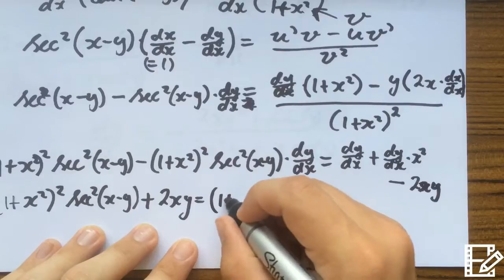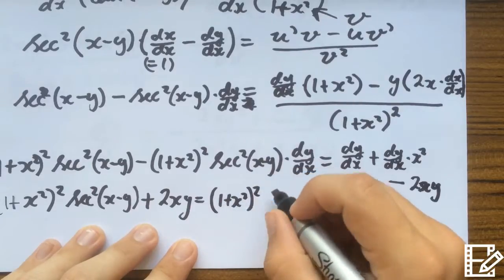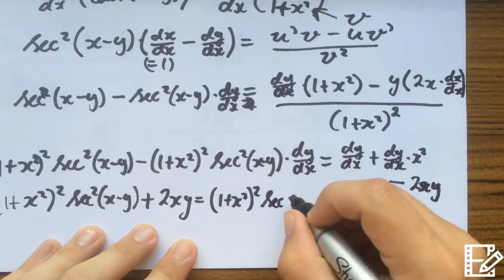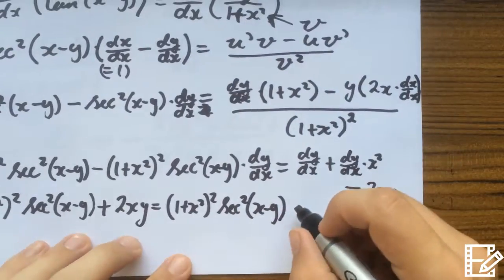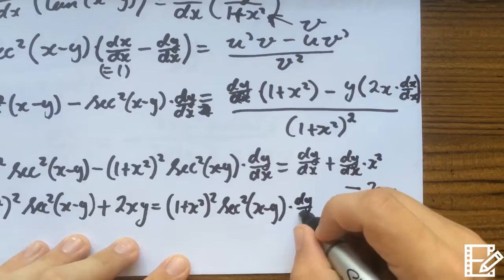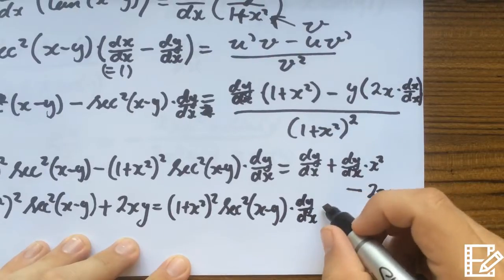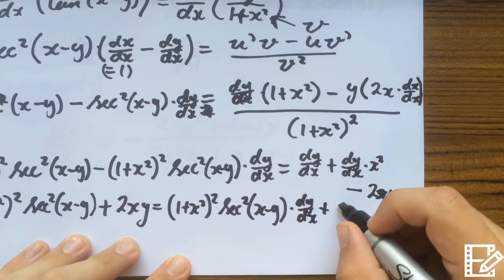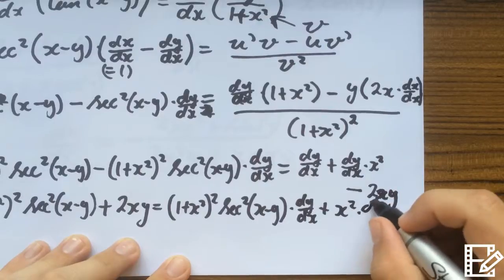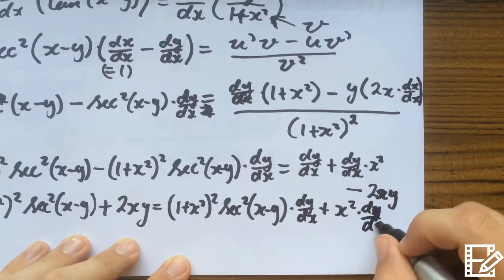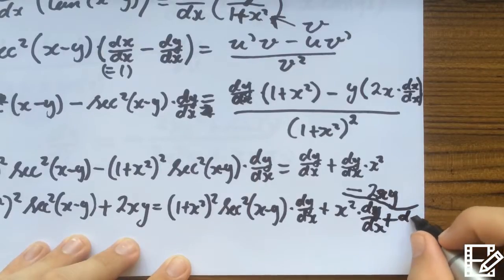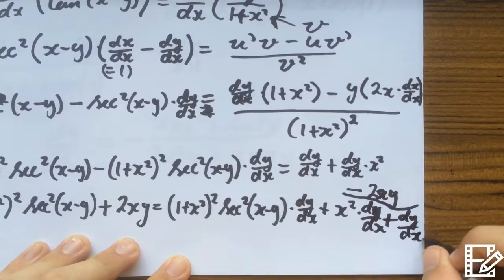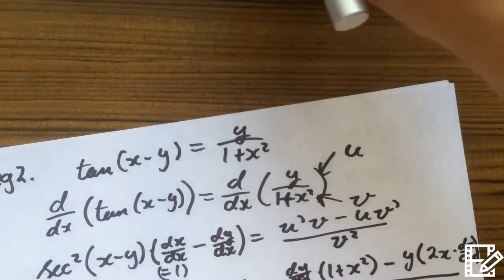So it'll be (1 plus x squared) all squared sec squared x minus y multiplied by dy dx, plus x squared multiplied by dy dx, plus just your dy dx. Now this gets a bit long, but this is what you have to do.